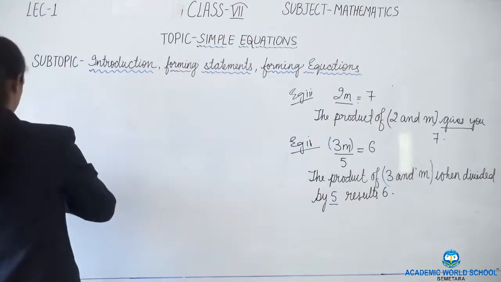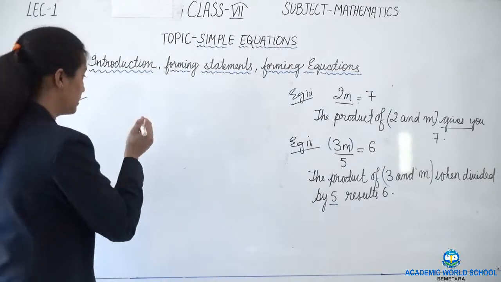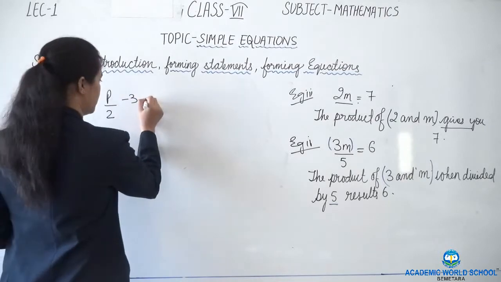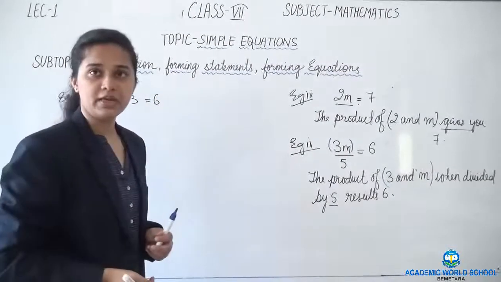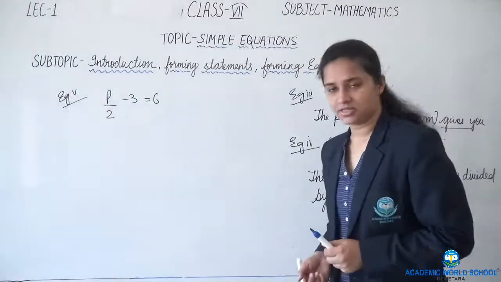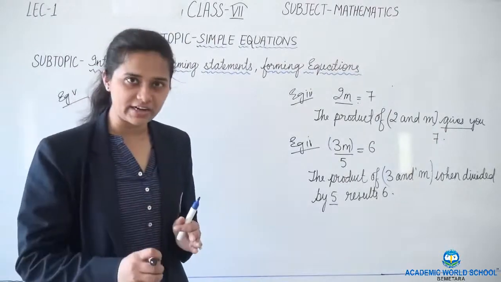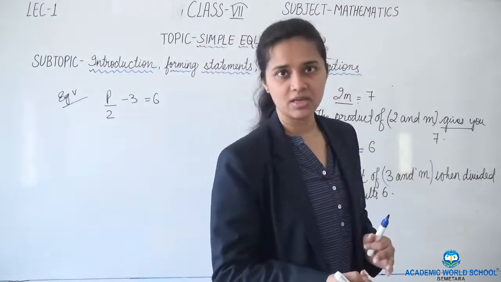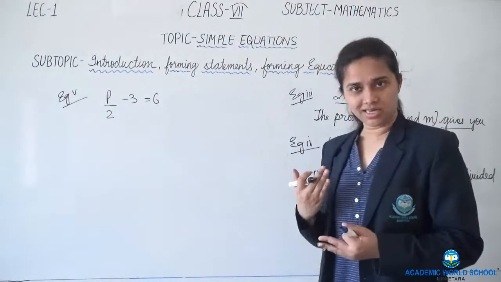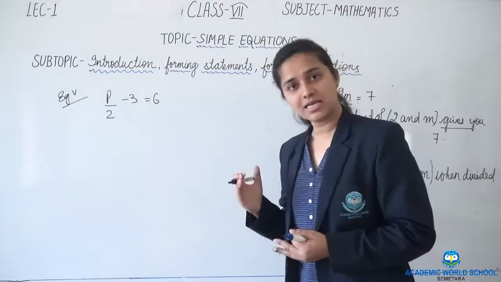Now next, p upon 2 minus 3 equals 6. Now p upon 2 means p is divided by 2 or half of p, minus 3 means 3 is subtracted from p upon 2, and the result here is 6.